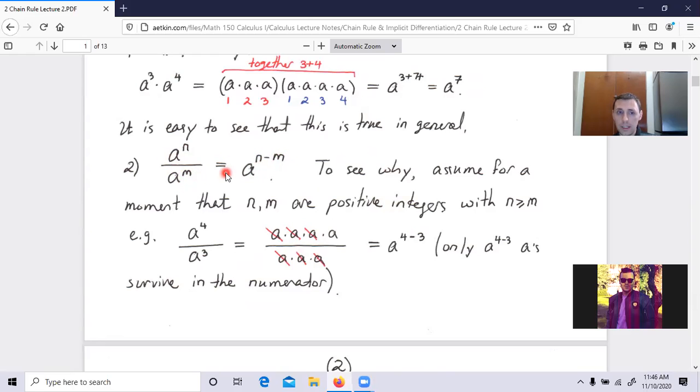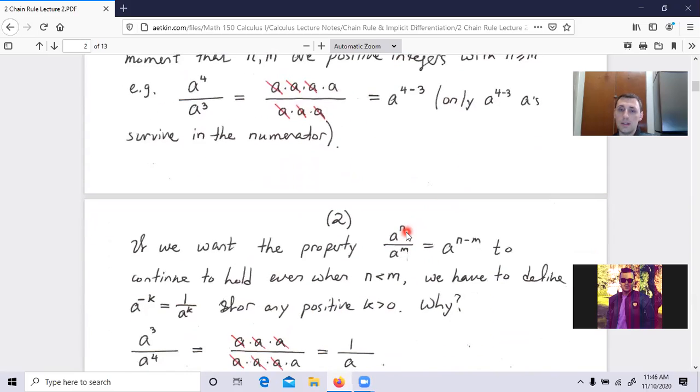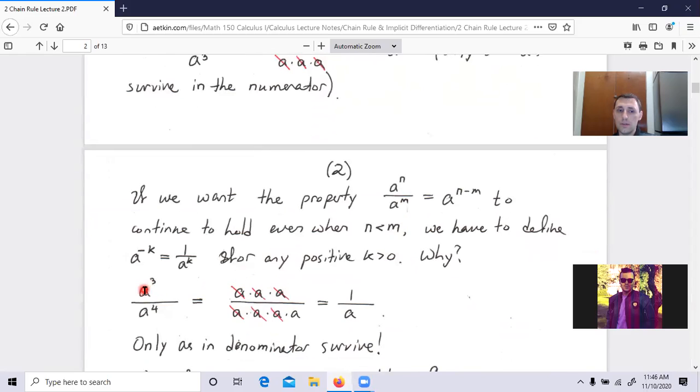If the upper power is bigger, what happens here? Why do we have numerator power minus denominator power? It's because of the cancellations. I cross things out and I'm left with a in this case. And of course, if it's in reverse, if it's a to the 3 divided by a to the 4, I will only have a surviving on the bottom. So that's why a to the power of minus 1 equals 1 over a. And in general, a to the minus k equals 1 over a to the k.